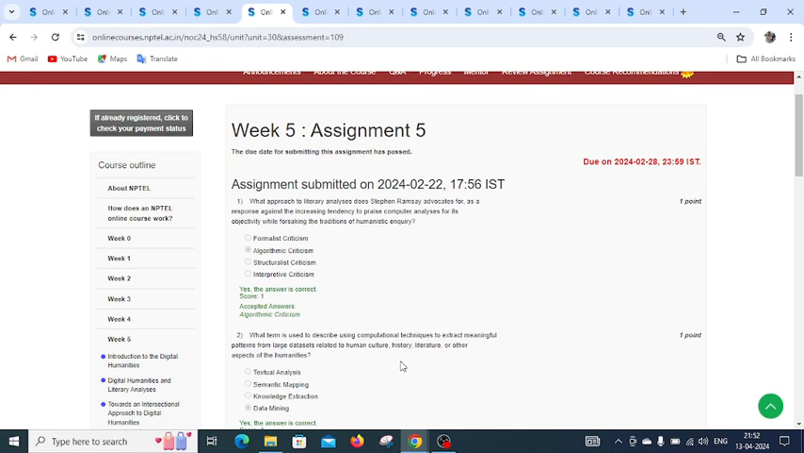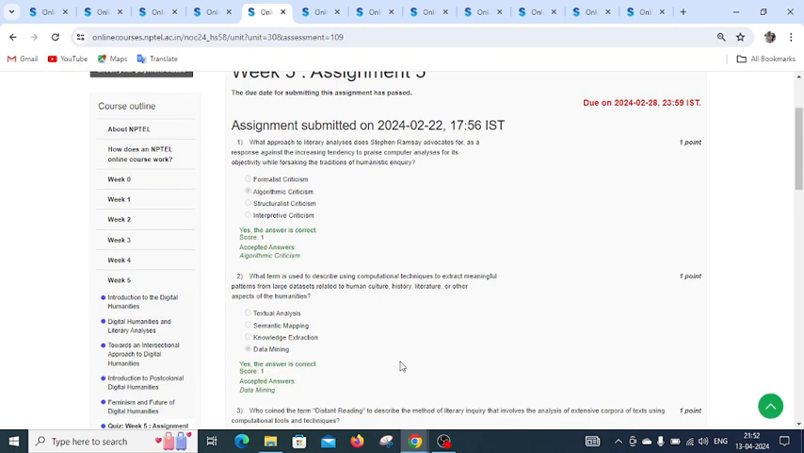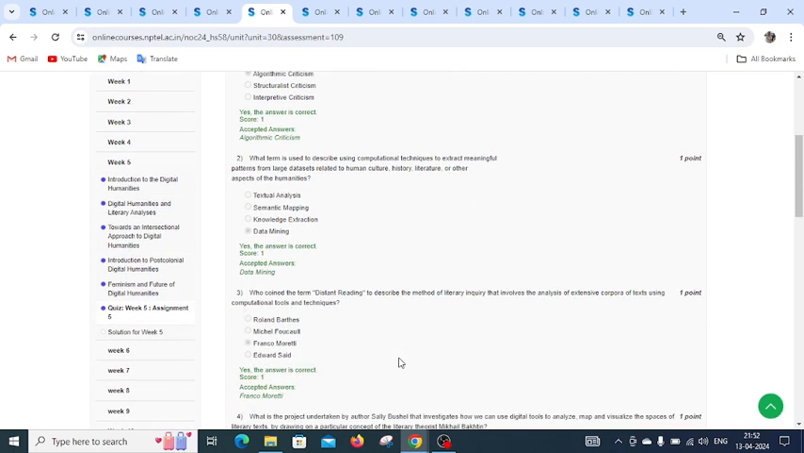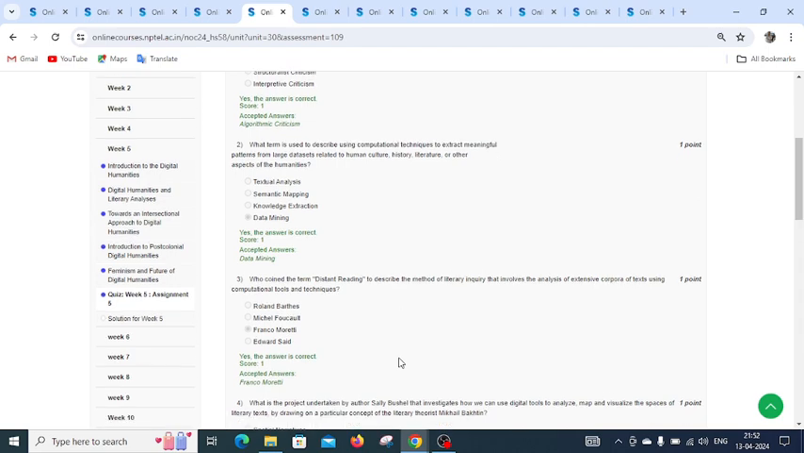Now moving to question number 2. What term is used to describe using computational techniques to extract meaningful patterns from large data sets related to human culture, history, literature, or other aspects of the humanities? Data mining. Who coined the term distant reading to describe the method of literary inquiry that involves analysis of extensive corpora of text using computational tools and techniques? That is your Franco Moretti.